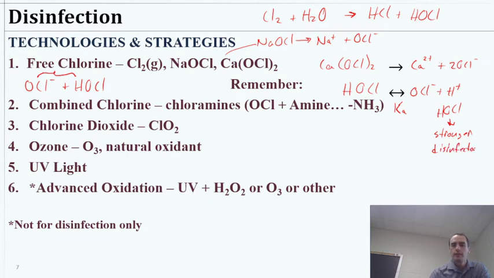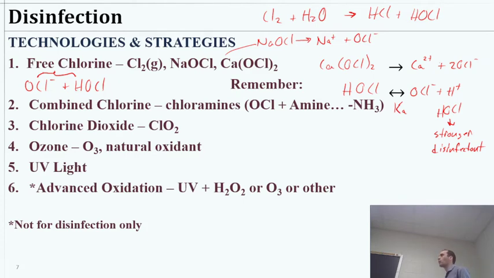Turns out it's around 10 times stronger. So we would need 10 times the amount of OCl minus, something like that.